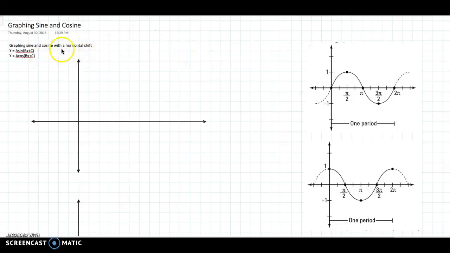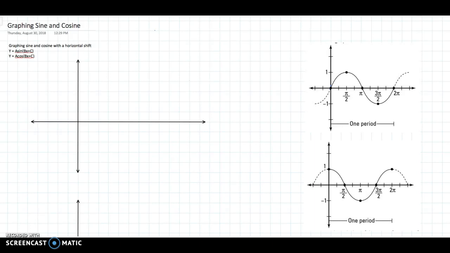So I want to teach you guys how to graph with a horizontal shift, sine and cosine. Having a look over here at the graph, which do you think we're looking at? So you should know by now the typical graphs of sine and cosine just by looking at them.